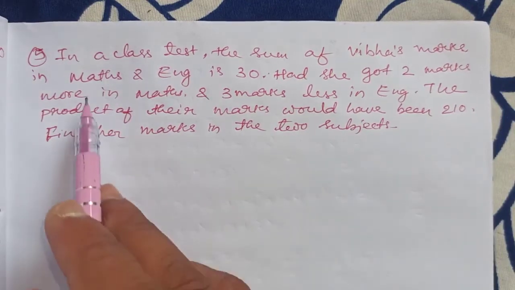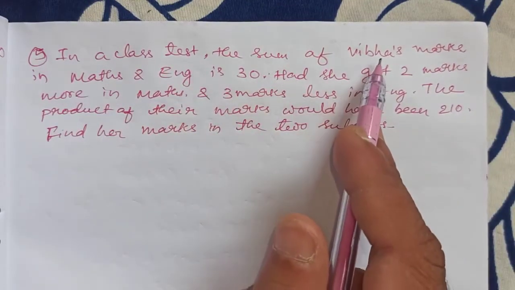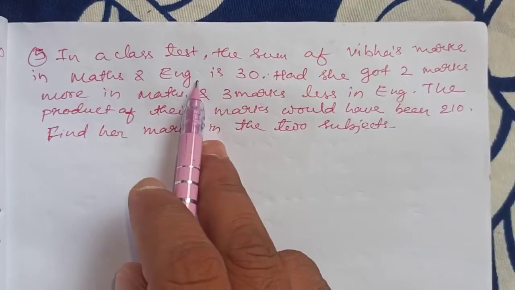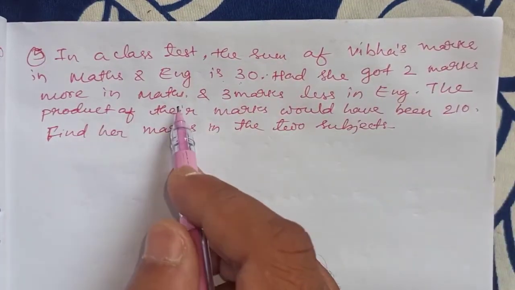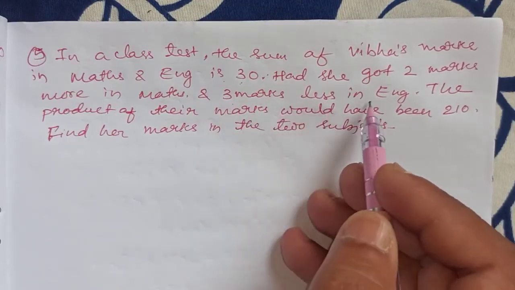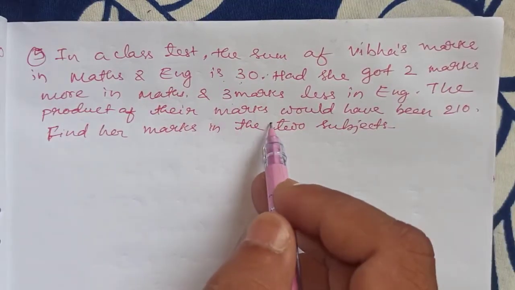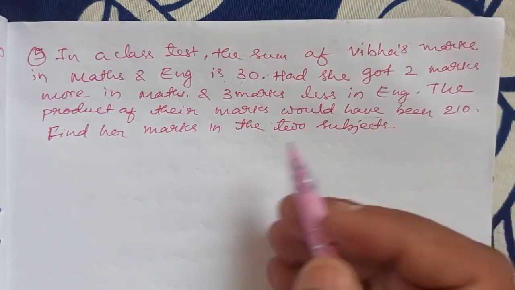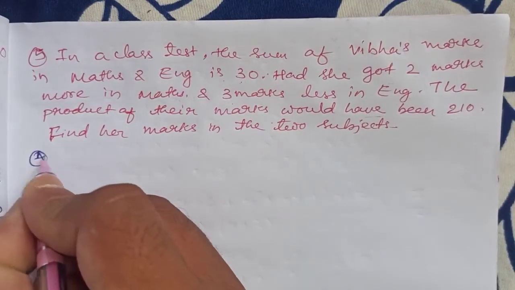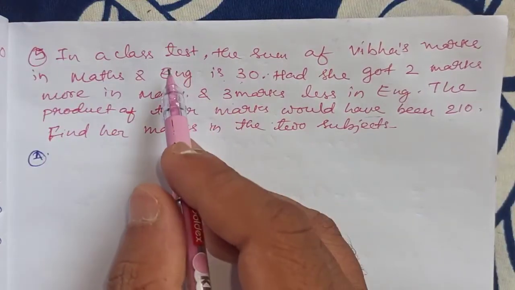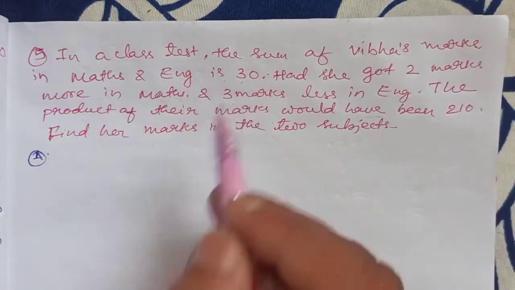In question number 5 it is given: in a class test, the sum of Viva's marks in maths and English is 30. Had she got 2 marks more in maths and 3 marks less in English, the product of their marks would have been 210. Find her marks in the 2 subjects. So the sum of her marks in maths and English is 30.